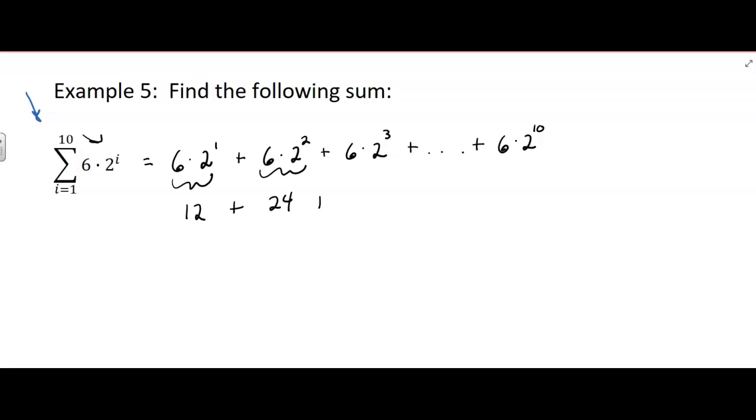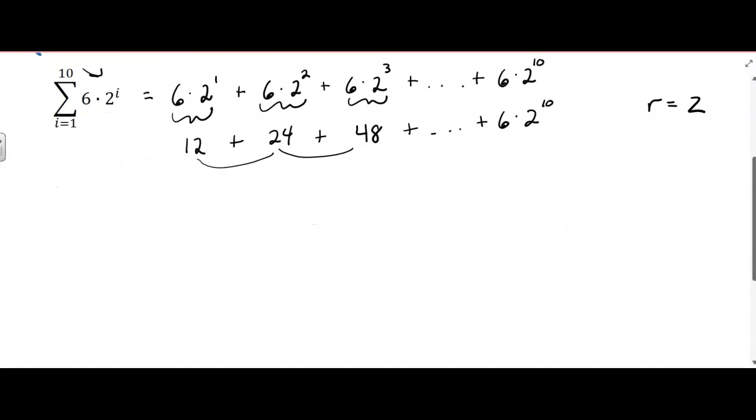But let's try another one. So 6 times 8 is 48. Okay, this is looking pretty good. Plus, I don't know, something, 6 times 2 to the 10th. I don't know what that is, so we'll leave it like that. All right, now we feel like the r is 2. That seems pretty obvious because you're multiplying by 2 here, you're multiplying by 2 here. You could find more terms if you want to, but 3 is enough.